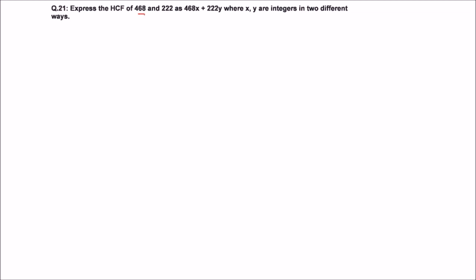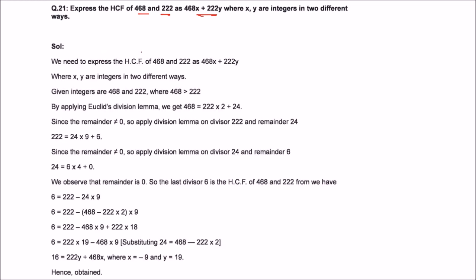Express the HCF of these two as this one, where x and y are integers, in two different ways. So what we have to do here is we have to backtrack. How to do the backtracking? We need to first find out the HCF. So 468 and 222, because 468 is greater than 222, we'll apply the Euclid lemma. This will be your a, this will be your b, this is your q and this is your r. So 468 is 222 into 2 plus 24, and 222 can be written as 24 into 9 plus 6. Now 24 will be 6 into 4 plus 0, you get a remainder as 0. So 6 is your HCF.